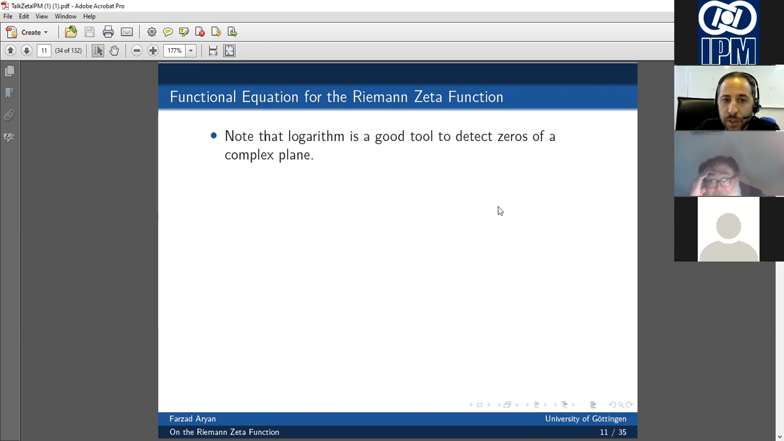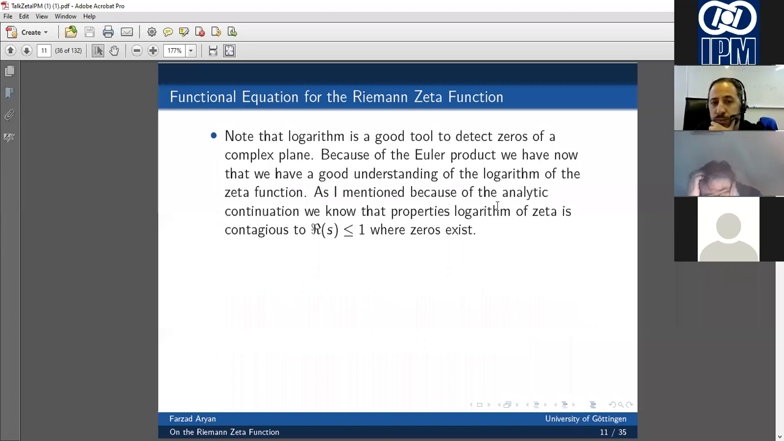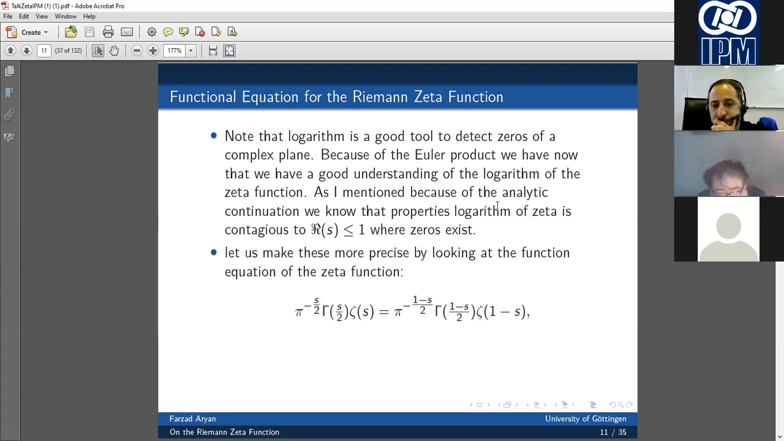As I mentioned, we look at the logarithm because the logarithm is a very good tool to study zeros of a function. And because of the Euler product, it gives us a good sense of what the logarithm looks like. And I'm repeating this point that the Euler product exists outside, in real part of s bigger than 1, but the properties would uniquely extend to the whole complex plane.